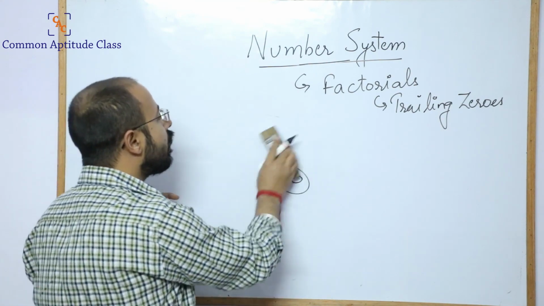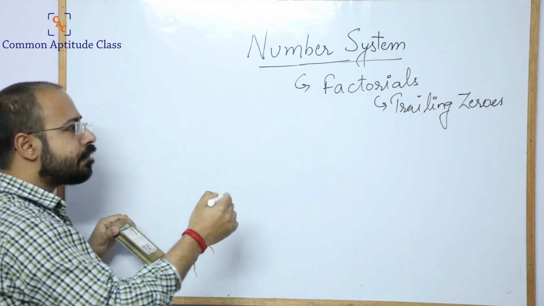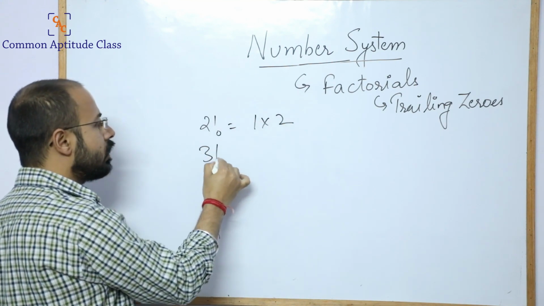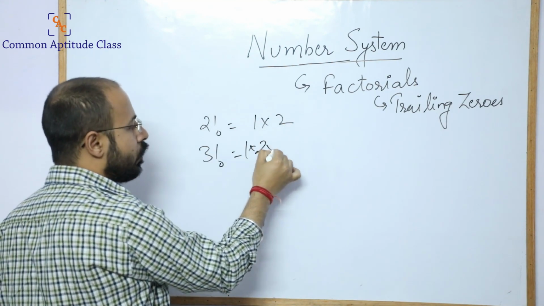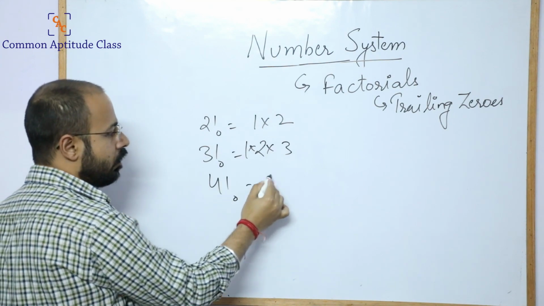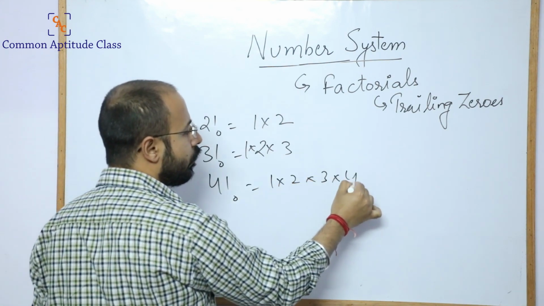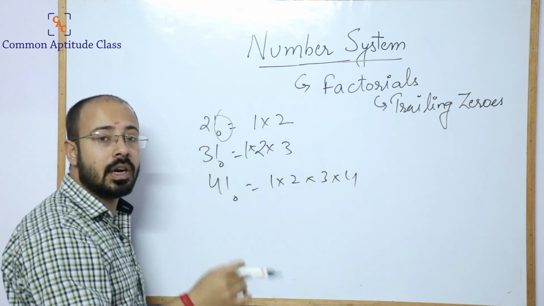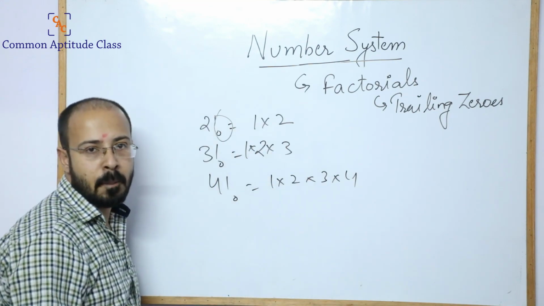And why do they ask this in factorial? For a simple example, we know what factorial is. 2 factorial is 1 into 2. 3 factorial is 1 into 2 into 3. 4 factorial is 1 into 2 into 3 into 4. That means factorial goes with continuous multiplication up to that number from 1 itself.